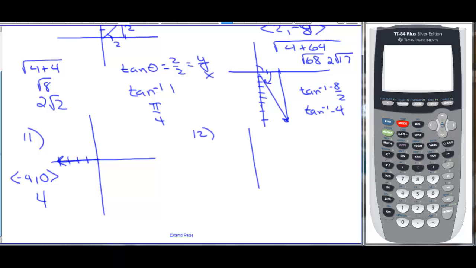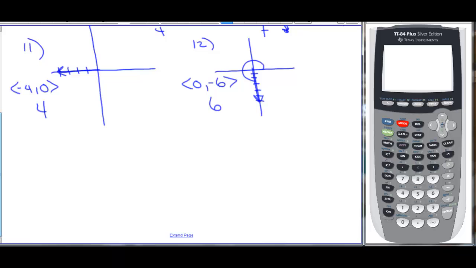12. 270. 1, 2, 3, 4, 5, 6. Right there. So there's the vector right there. And the component form is 0, negative 6. And then the magnitude is 6. It's 6 units long. So when you're on one of the axes, no problem. Got it. What if you're not?